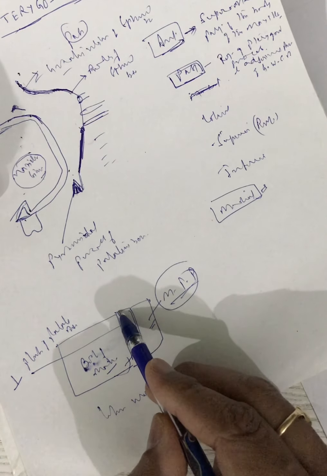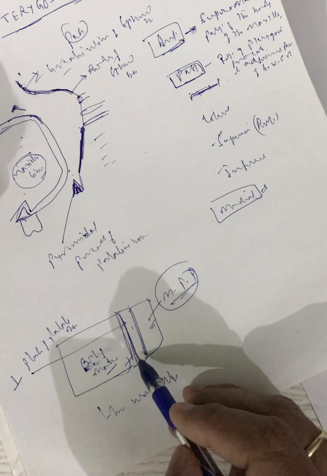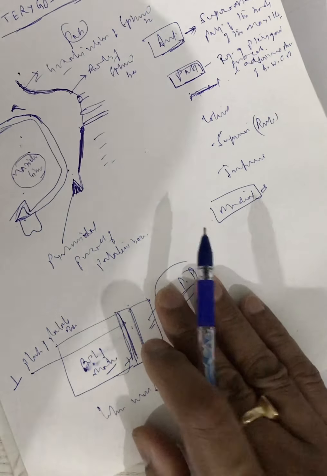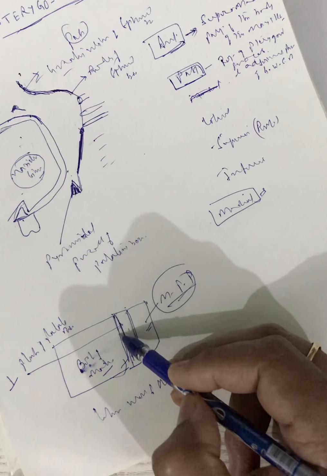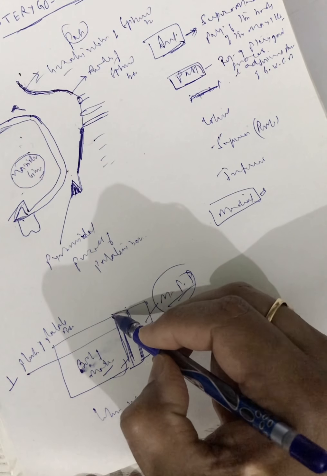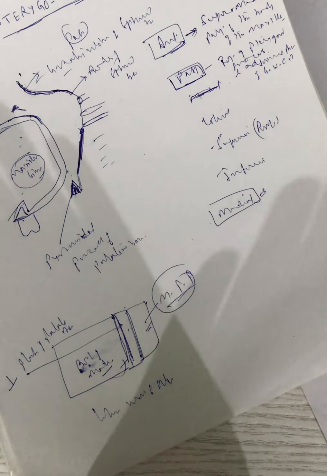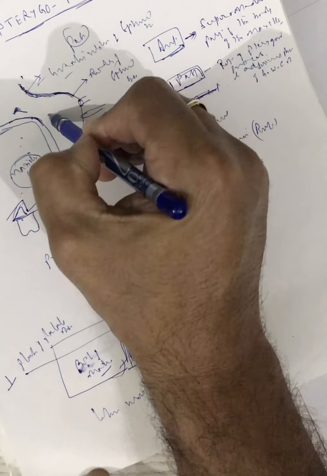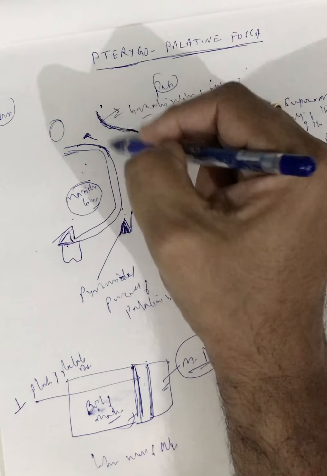So this perpendicular plate of palatine bone is in close relation with the body of the maxilla. The perpendicular plate of palatine bone superimposes the posterior aspect of the body of the maxilla. So we are seeing the lateral wall of the nose. If you look from the exterior, then this structure is lying over there.